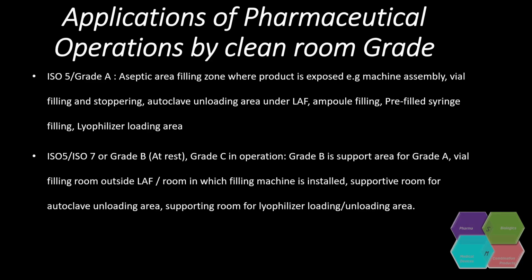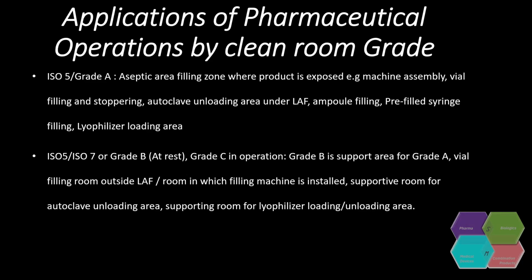And the second thing is ISO 5 or ISO 7. ISO 7 is grade B at rest, and in operation the limits are grade C. So grade B is a supportive area for grade A. Typically in an aseptic manufacturing area, the filling room is grade B, and the filling area within a CRAB, you say, or within an isolator or under the laminar airflow, or inside the CRAB, which is a closed restricted access barrier, that classification is grade A.